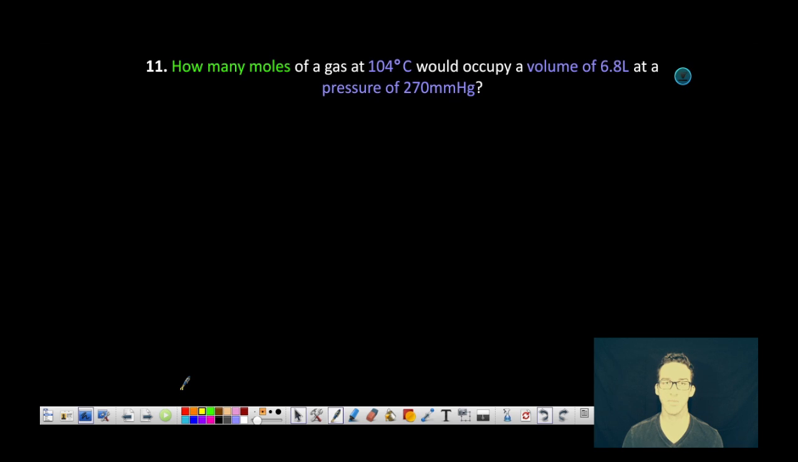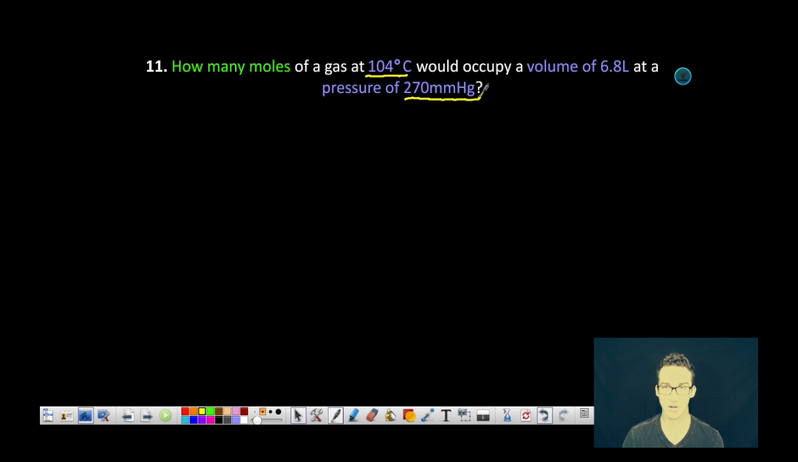And our final problem of the day, well, what happens when we're not at STP? As you look at number 11, how many moles of a gas at 104 degrees Celsius would occupy a volume of 6.8 liters at a pressure of 270 millimeters mercury?